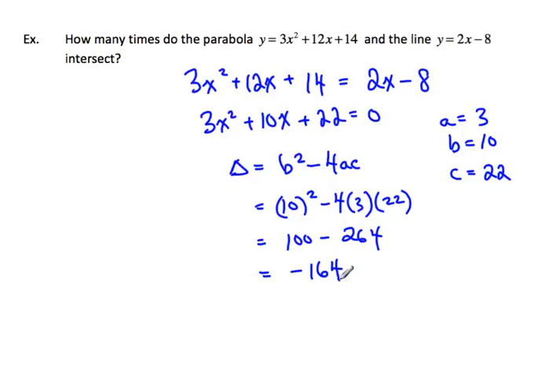Recall that the discriminant is the part that goes under the square root sign in the quadratic formula, so if this is a negative number, we're not going to get a real number out of the quadratic formula. That means this has no x-intercepts, and that means that where we started from, this parabola and this line don't intersect. So, therefore, there are no points of intersection because the discriminant is less than 0.